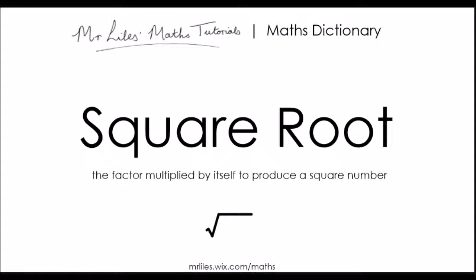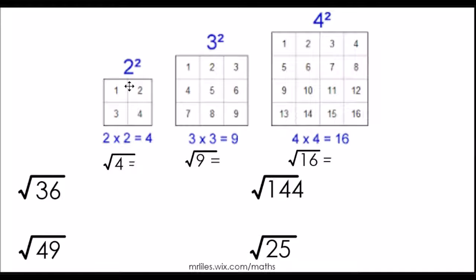The square root. The factor multiplied by itself to produce a square number. So it's working in reverse from finding the square numbers. And if you're finding the square root, you often associate it with this symbol here. So 2 squared is 4. So the square root of 4, if we were working in reverse, is 2.